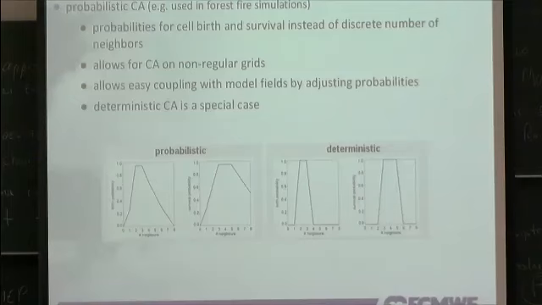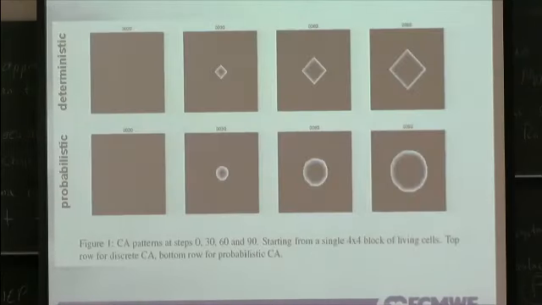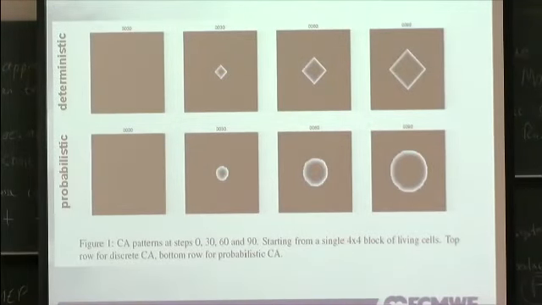And that allows for easy coupling with model fields, because based on a model field, for example CAPE or moisture convergence, you can change the probabilities and so get more of an interaction between model and pattern. And just to show you how this impacts the CA, at the top is the deterministic one, and at the bottom is the probabilistic one, again starting from a single cluster of points, and you see that the probabilistic one has this nice circular shape, which I like more than this squared shape.